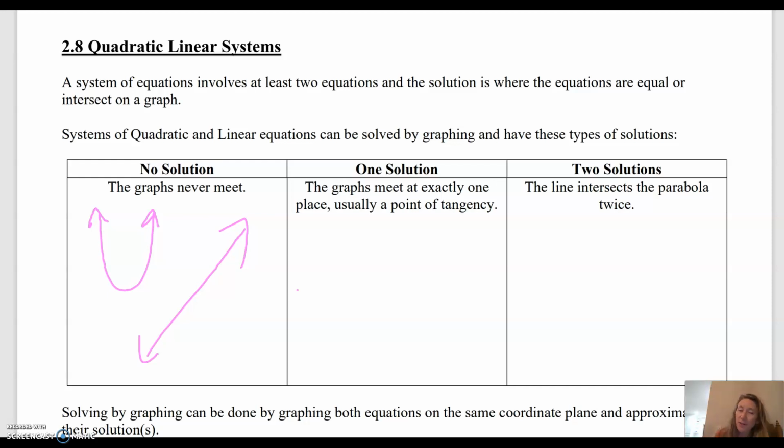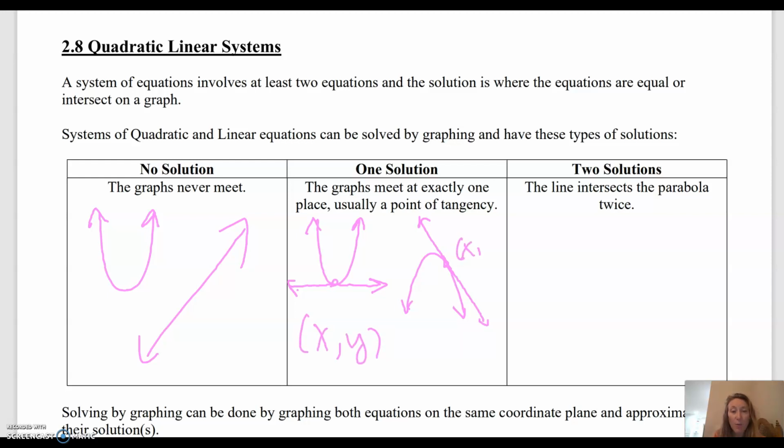Another type of solution would be one solution, and so that could be as easy as here's my graph, and then oh my gosh, here's my line, perfectly tangent. Or perhaps my parabola looks like this, and then there's just a beautiful point of tangency on another location. So that would indicate that there would be one solution. And again, the solution is going to be an ordered pair, x comma y, where the two are equivalent.